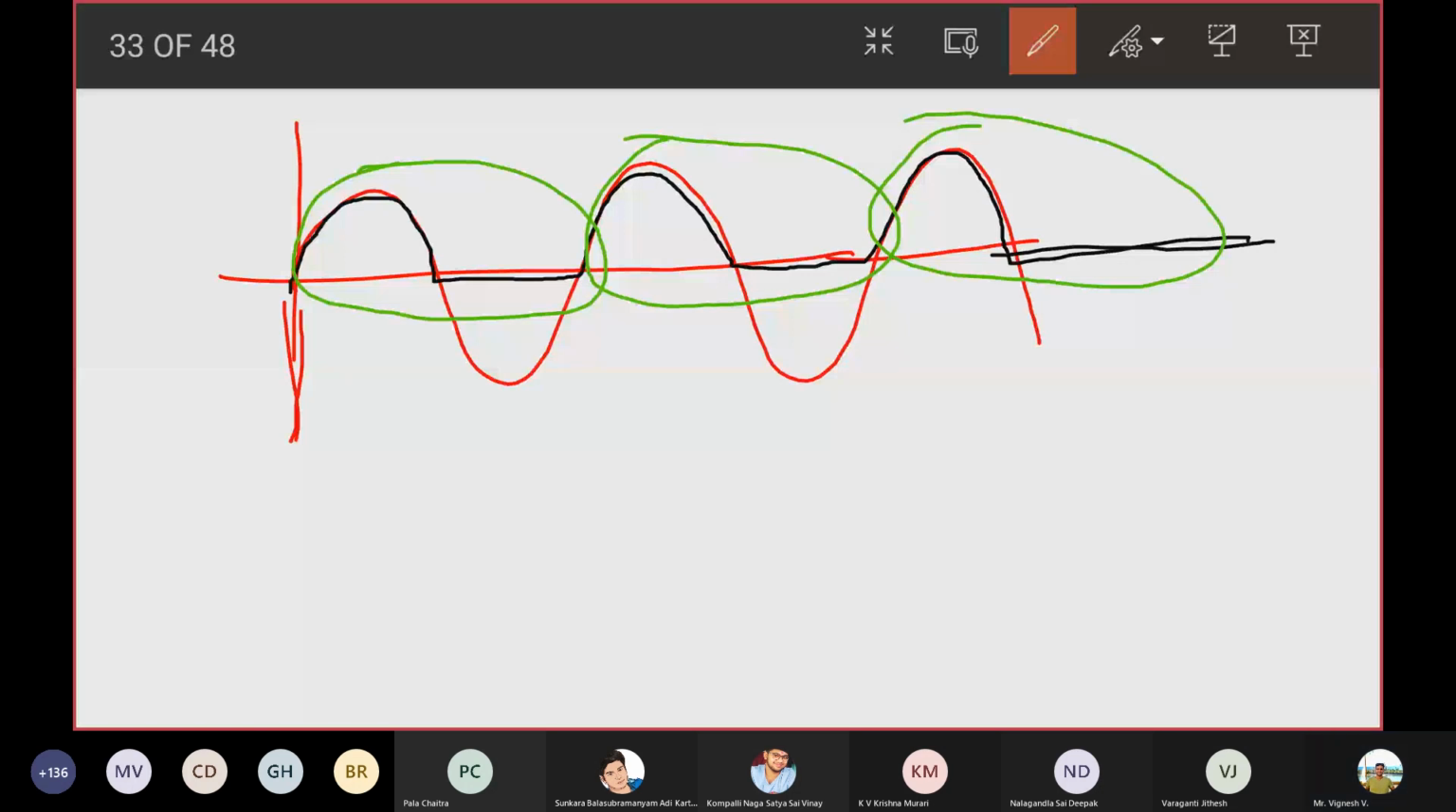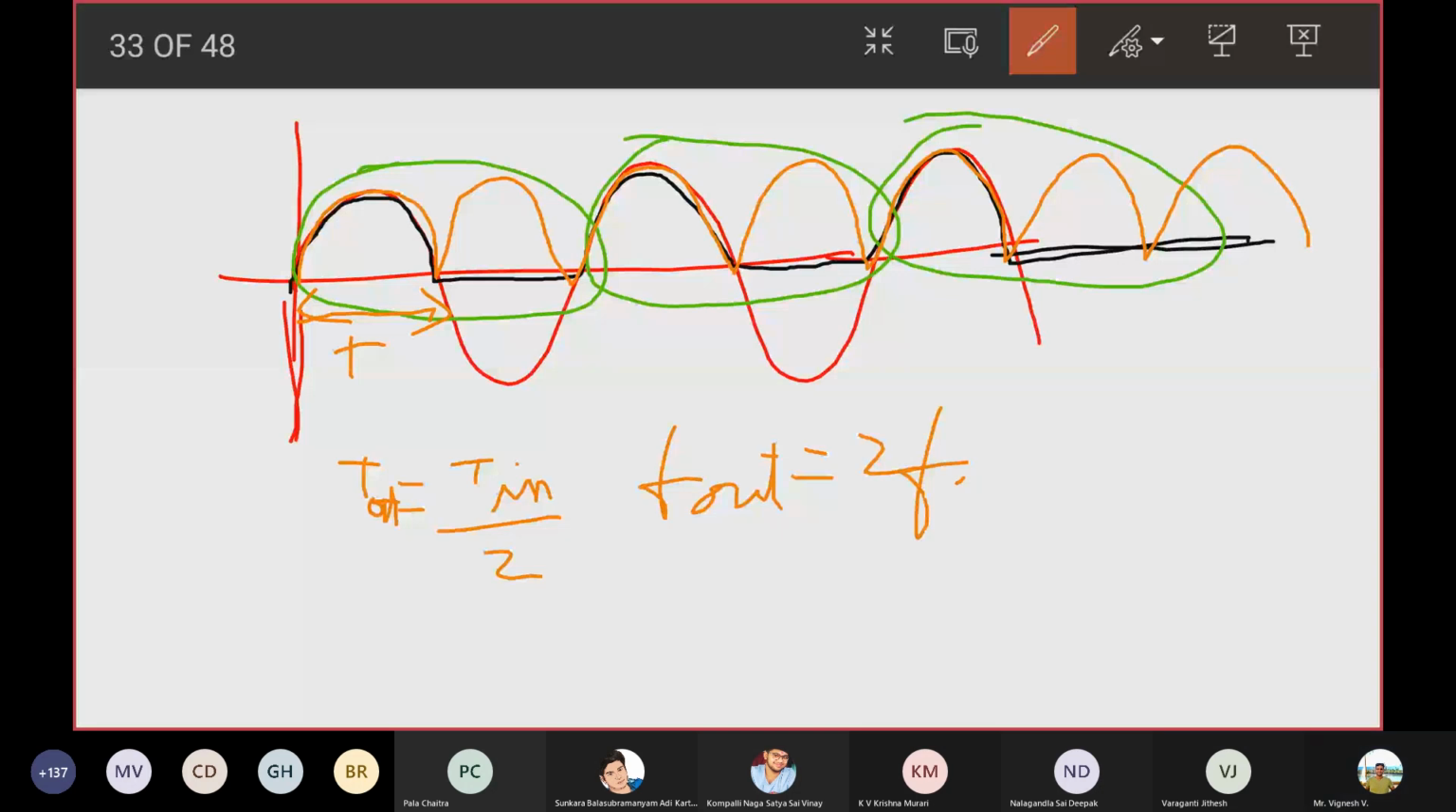Whereas for a full wave rectifier, your output frequency is going to be twice that of the input frequency, right? What is this time period? If this is called T out, it equals T in by 2. Am I right? So what would F out be? F out would be 2 times F in. I hope that is understood. Is that clear?